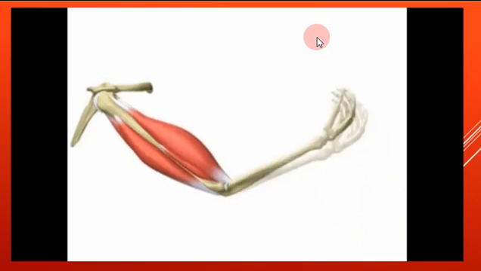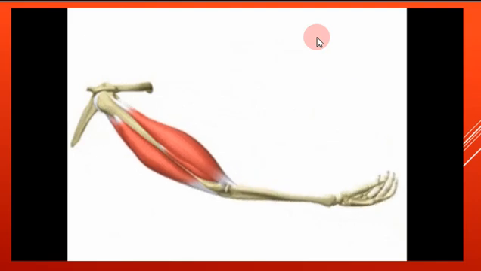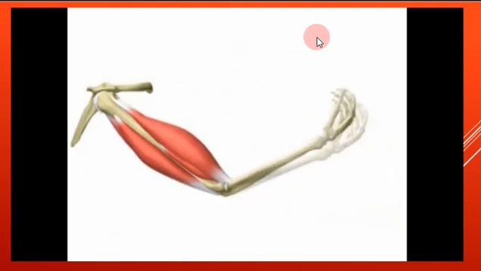All right, so here we can see the contraction of the biceps, the relaxation of the triceps. And now the other way, contraction of triceps, relaxation of biceps.